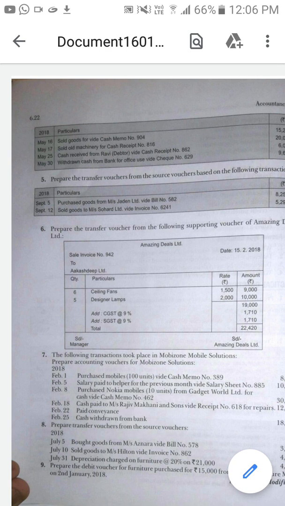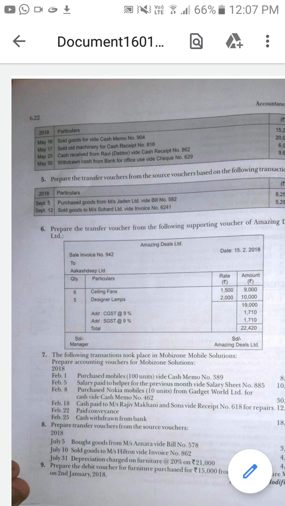Purchased mobile. Okay, so it indicates purchased mobile, so we have to debit the purchase account.